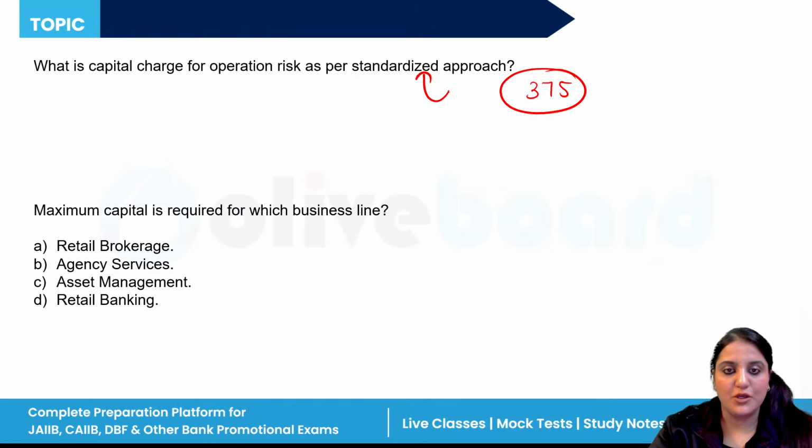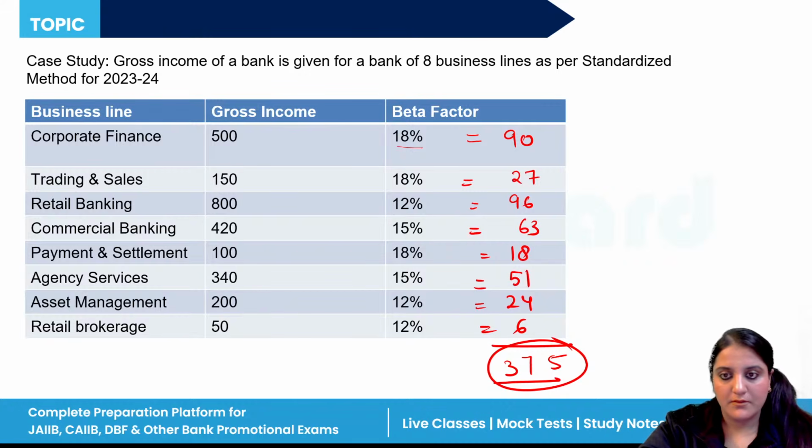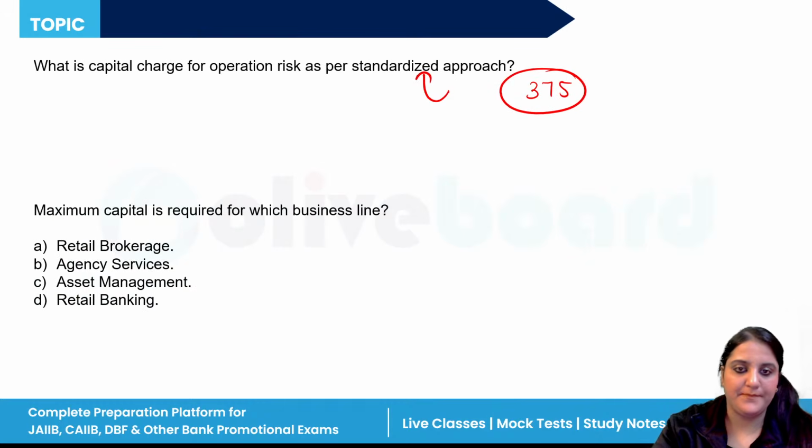Maximum capital is required for which business line? Let's check. For retail banking. The answer is retail banking.